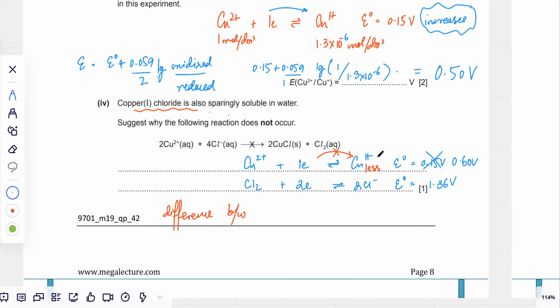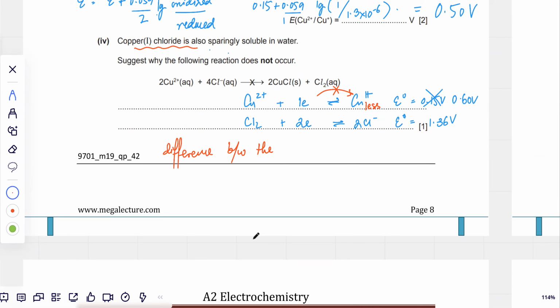So you're going to note that the difference between the two electrode potentials is large, and E naught cell would still be negative. It's not going to turn positive. It's still going to be negative.